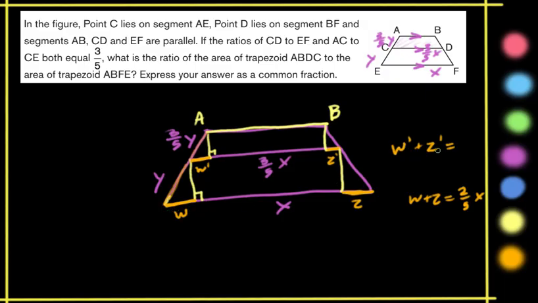And so W prime plus Z prime is going to be 3/5 of the 2/5 of X. So what is that? That should be 6/25 of X. And then this AB distance is going to be 3/5 of X minus the 6/25. So let's see. 3/5 is 15/25. I'm subtracting 6/25, so this should be 9/25 of X up here.